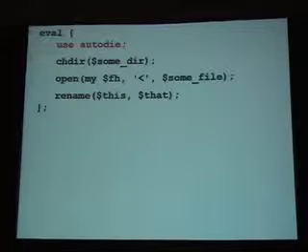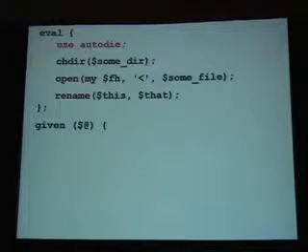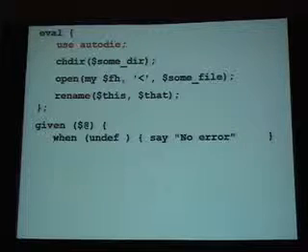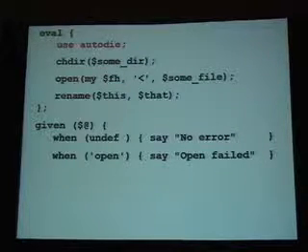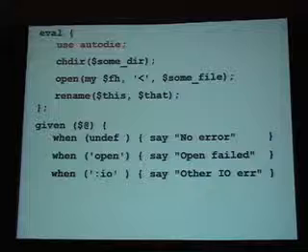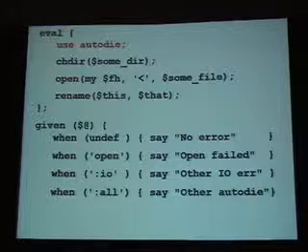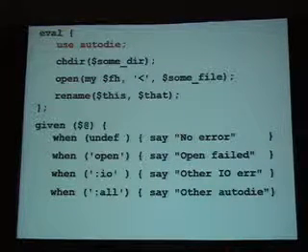If you're using autodie on the other hand, first of all you can put your autodie inside that eval block, then you can do all of your functions, and then you can say, if you're using 5.10, given my error, when it's undefined, there wasn't an error. When it was open, it came from open. When it's I.O., it was some sort of I.O. error. If it's any error message or any error object coming from autodie.